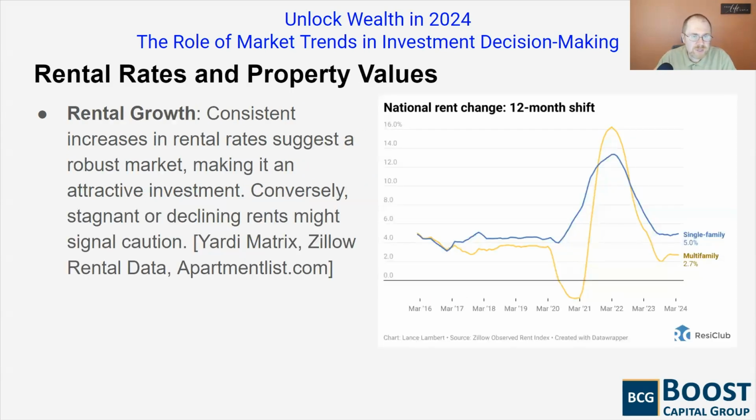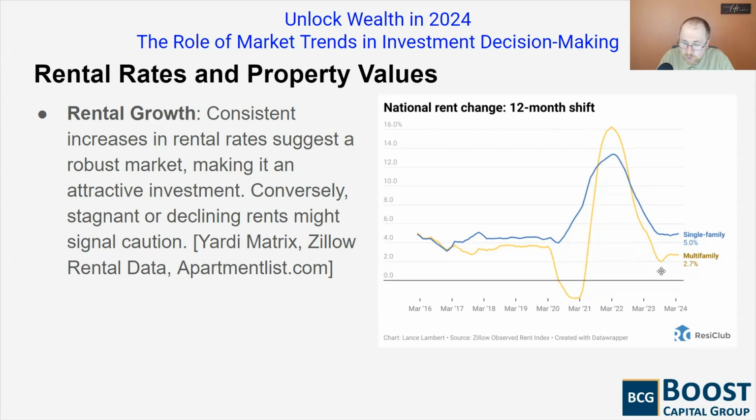Next, we have the rental rates and property values. Rental growth is something you want to check, and also you want to check that at the submarket level. I just brought a national chart here plotting the rent growth for single family and multifamily, multifamily being in yellow, and you can see that there's been a consistent growth from 2016 to 2020, around 3%-ish for multifamily. Then there was a dip during COVID, then a huge increase up to 16% in March 2022.